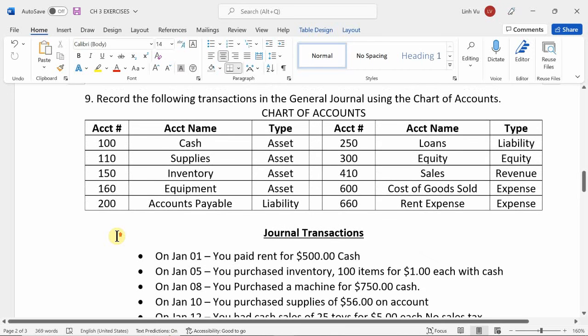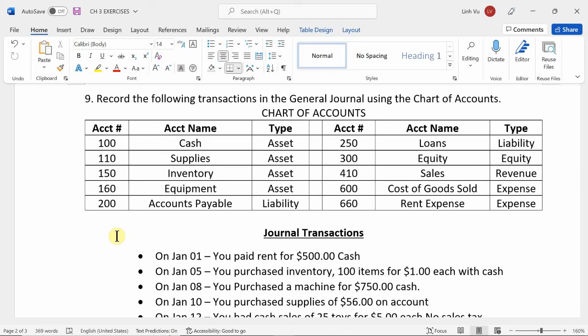So let's take a look at my chart of accounts. Do I have a cash account? Yes, we do. Already established that from the previous one. Do I have an inventory account? Yes, you do. Account number 150. So let's do the debit and credit rule. Am I increasing my cash or am I decreasing my cash? Decreasing. So am I going to debit or credit? Credit. I'm going to credit my account.